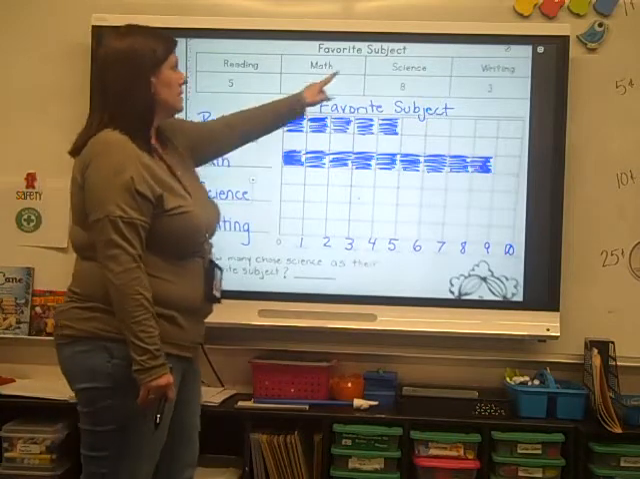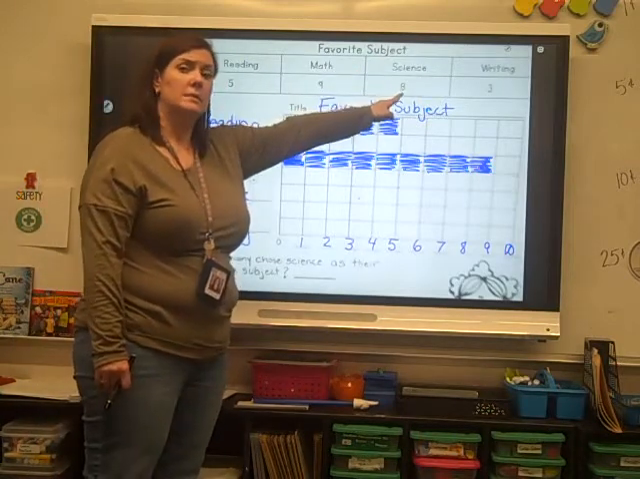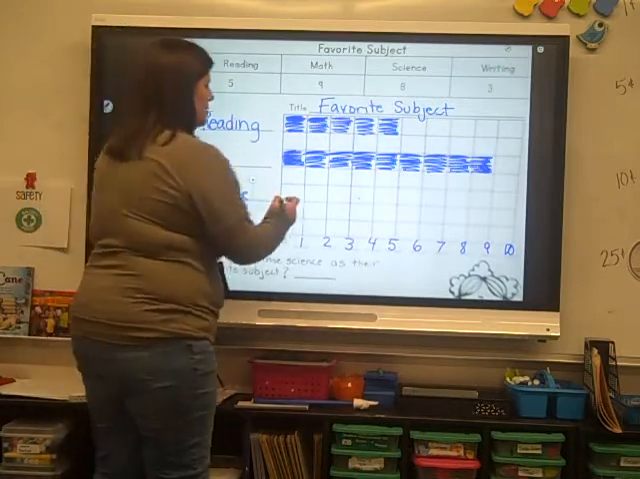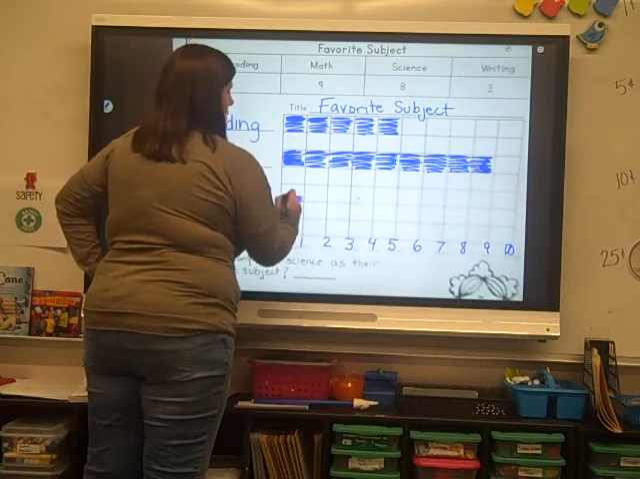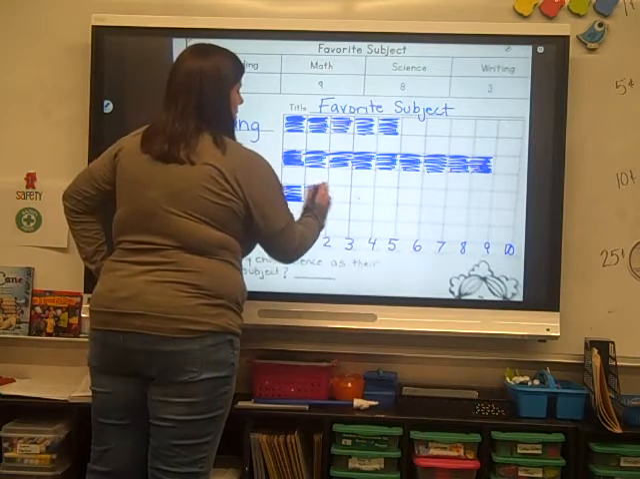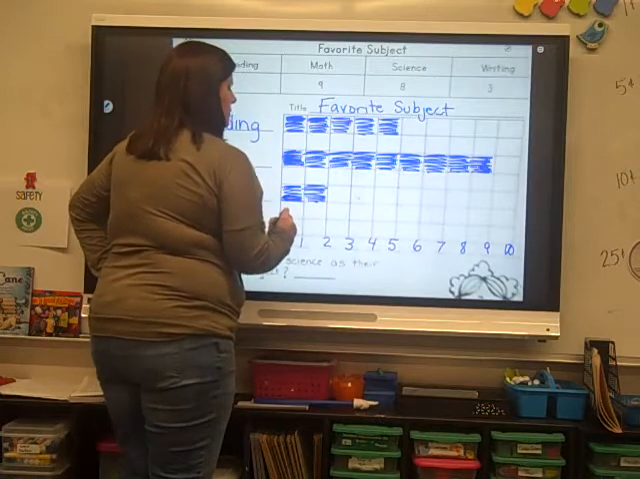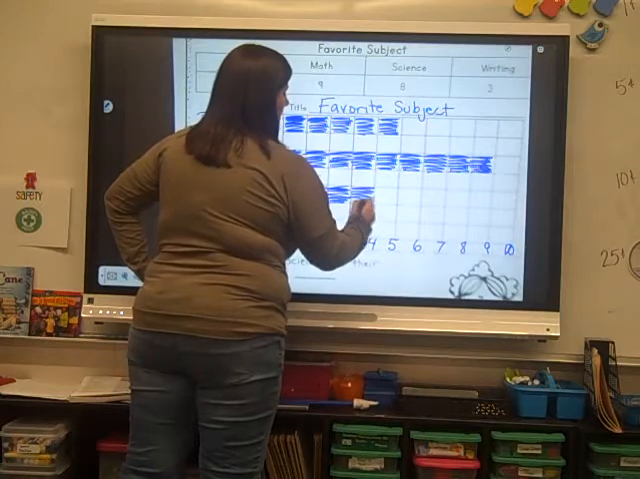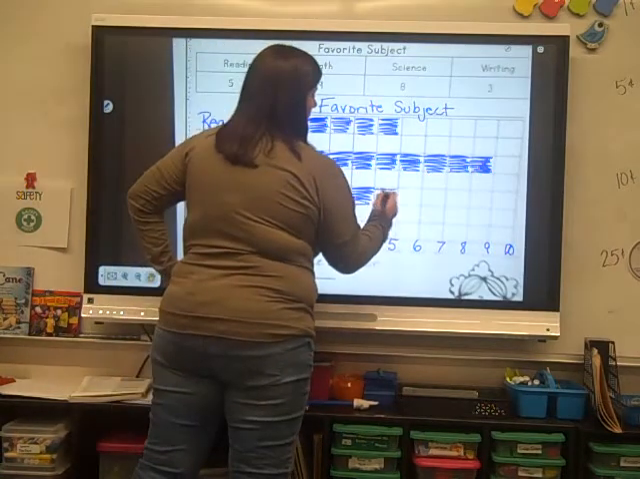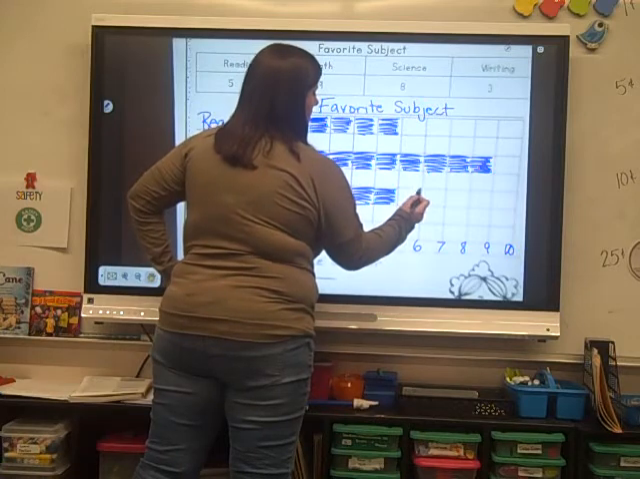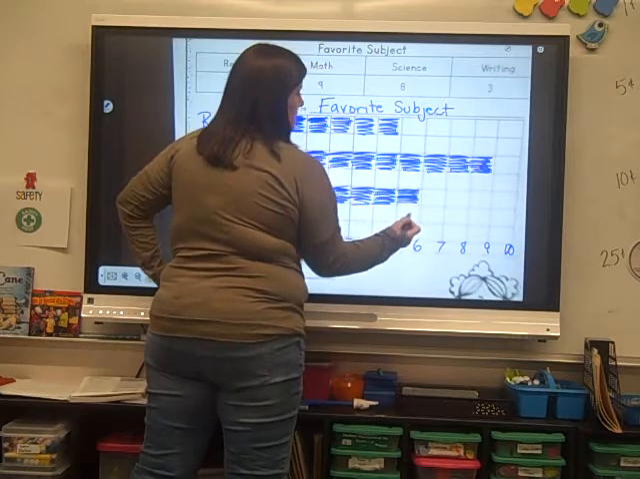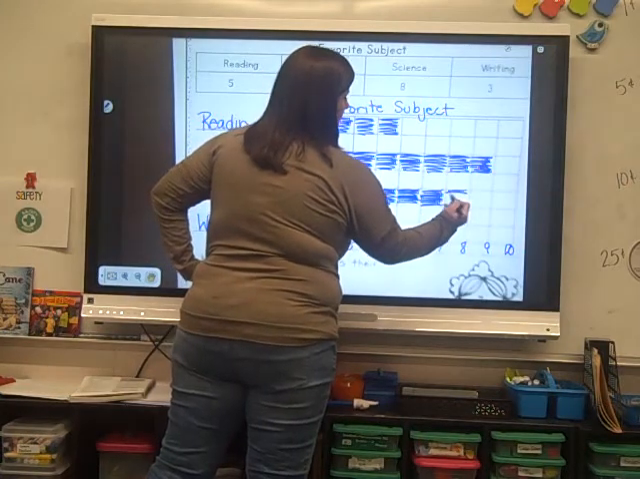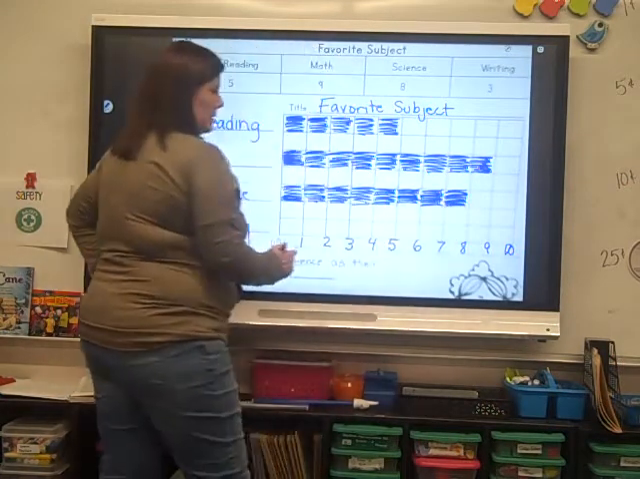Now we've got to do science. How many votes did science get? Science got 8 votes. So skip that box, go here. Let's do 8 votes. Ready? 1, 2, 3, 4, 5, 6, 7, 8.